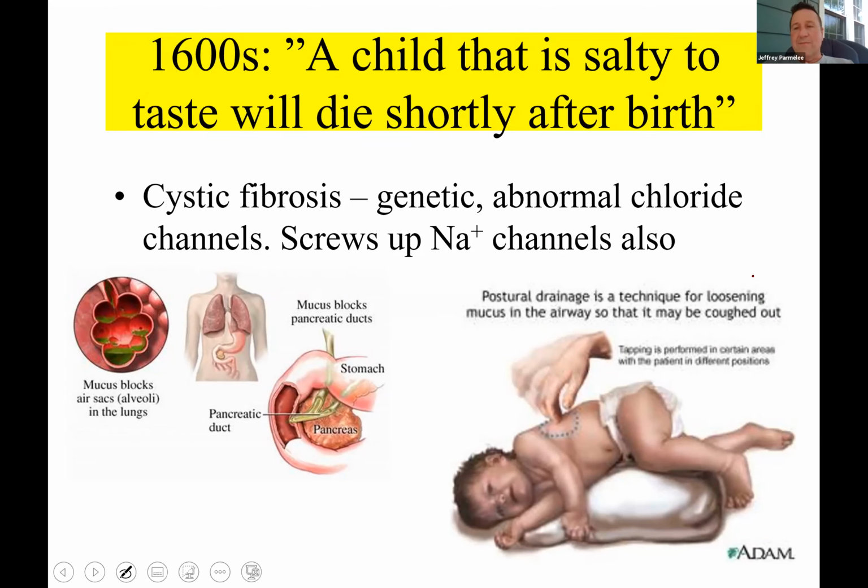So what's the big deal? Well, it makes your mucus really thick. It clogs up your pancreatic ducts, so digestion problems, but especially respiratory problems. Your lungs fill with this thick mucus because the protein is just not the right shape, and it doesn't function properly. They used to take babies and kids and beat their chest every morning to loosen up that mucus. Now they even have vests that can physically do that too.